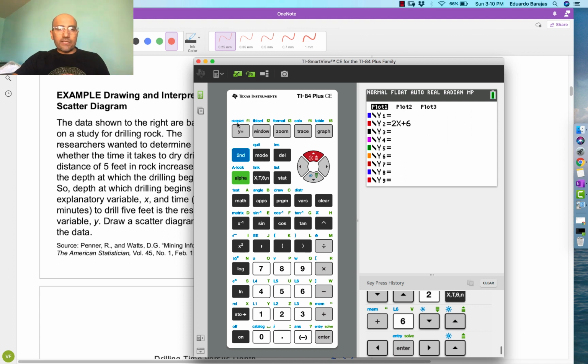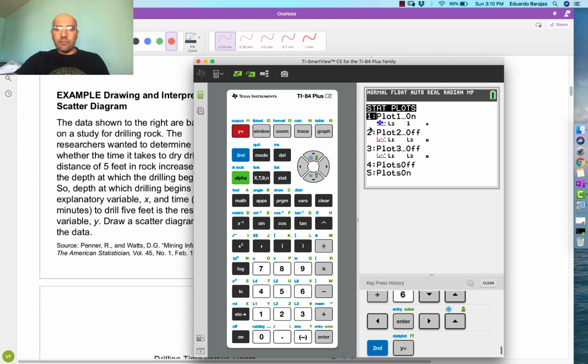Now we want to go over, it says stat plot. So we want to hit second, stat plot. That takes you to this menu. Again, from this menu, we can see an overview of what's happening. Plot 1 is on. It's got a box plot. It's using data from list 2. Okay, plot 2 is off, plot 3 is off. Okay, so let's just go right into plot 1.